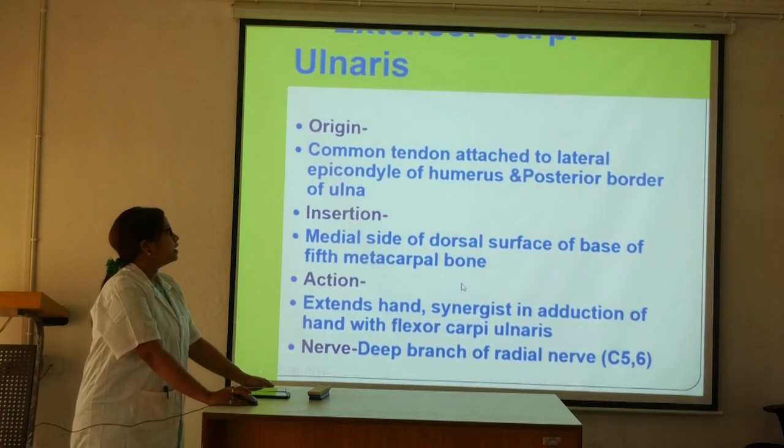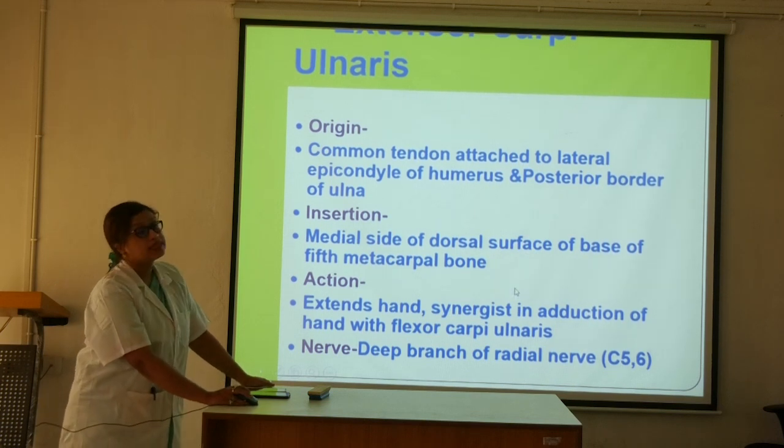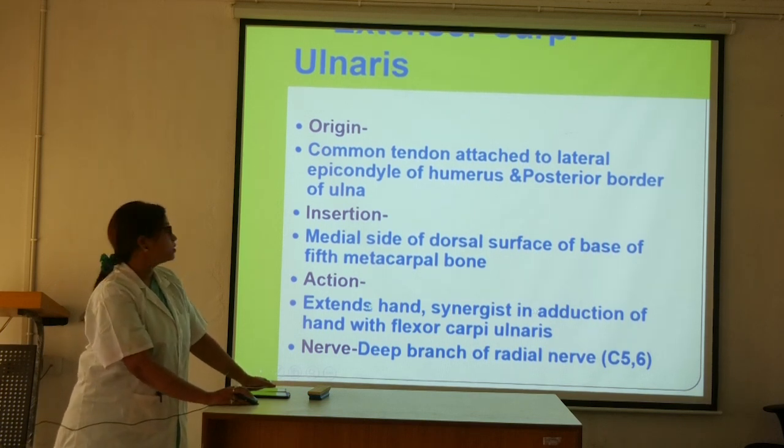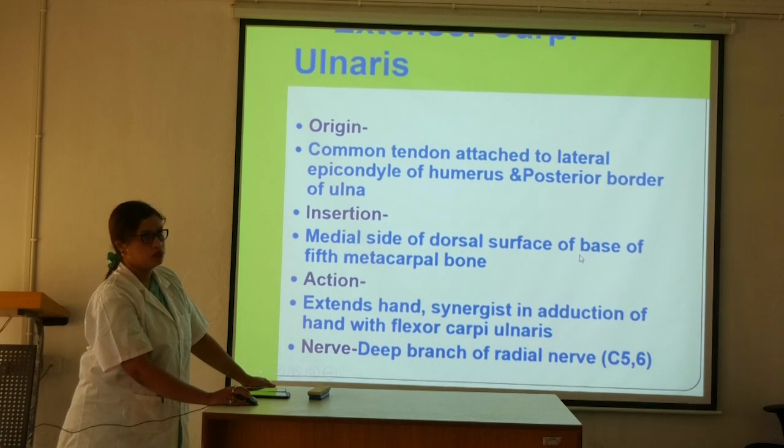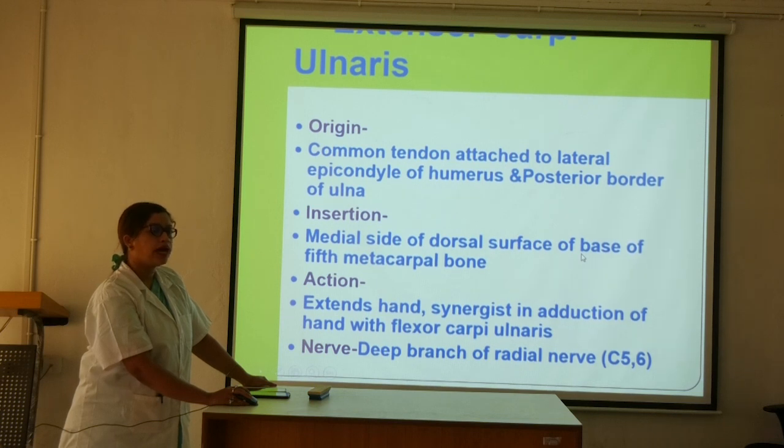So next is the ulnaris. Where is the origin? Common tendon attached to the lateral epicondyle of humerus and also the posterior border of ulna. This is important: posterior border of ulna. That's why it is called, what is the name? Extensor carpi ulnaris. Okay, insertion is the medial side of the dorsal surface of the base of the fifth metacarpal bone. So it is going with which tendon? Extensor digiti minimi. Okay, along with the extensor digiti minimi.